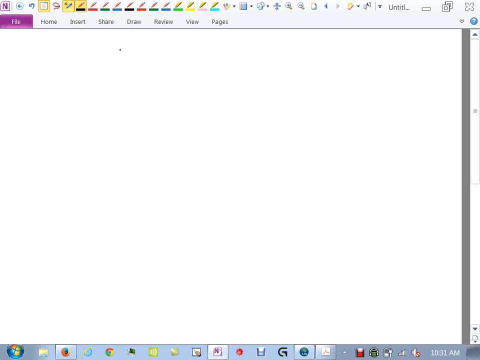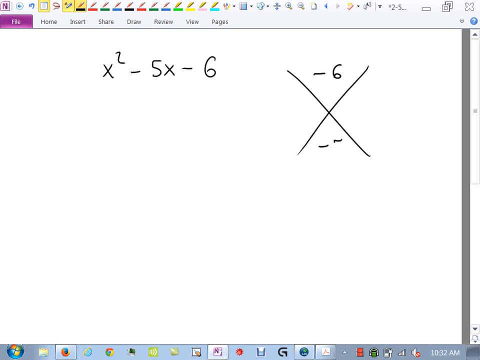Okay, what about this? Almost looks like the exact same problem, doesn't it? But I need -6 and -5. What two numbers multiply to be -6 but add up to be -5? 1 and -6, right? Because 1 take away 6 is -5, but 1 times -6 is -6. So from here, I just do x plus 1, x minus 6.